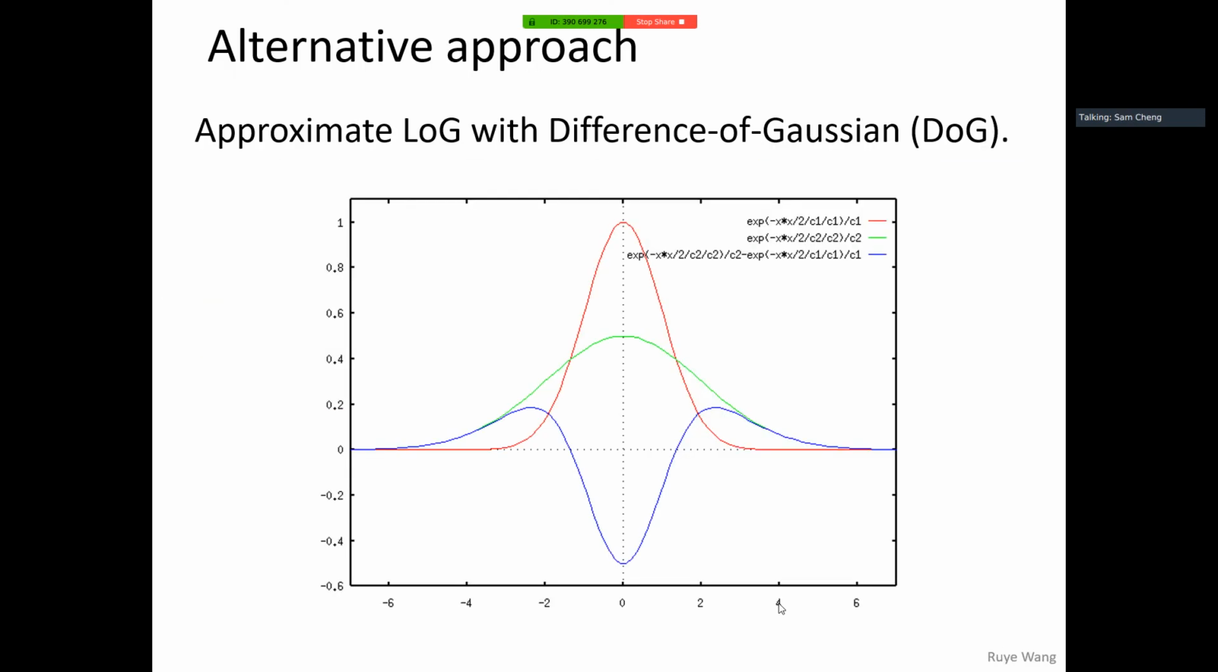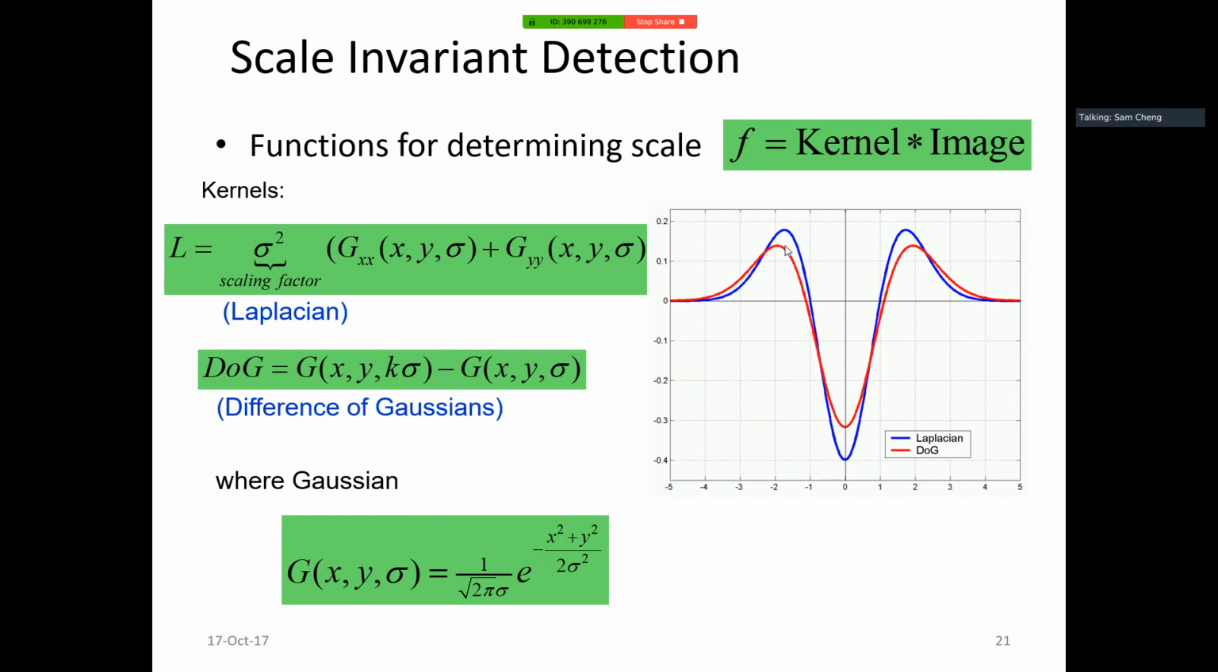So basically, if you look at this one, it is more or less like it. This blue curve is the Laplacian, and you have Gaussians at different scales. When you take Gaussians from different scales and subtract them from each other, this difference of Gaussians is pretty much similar to a Laplacian.